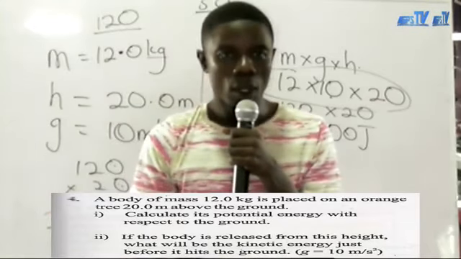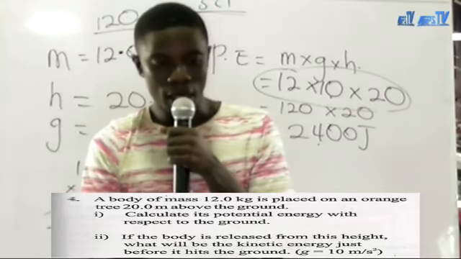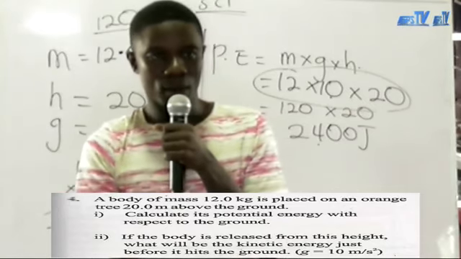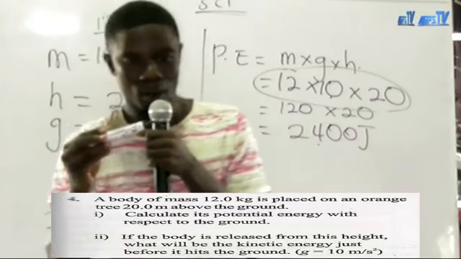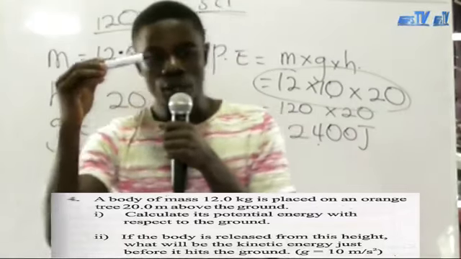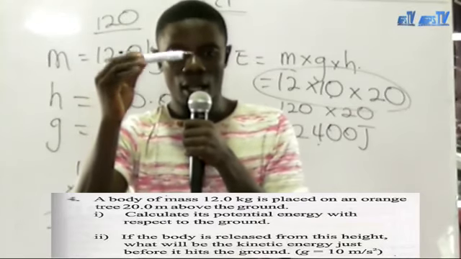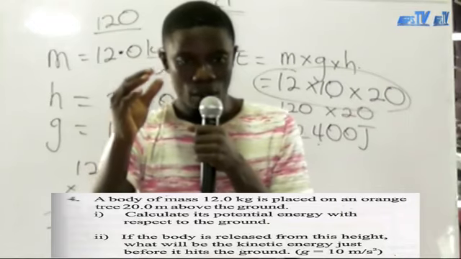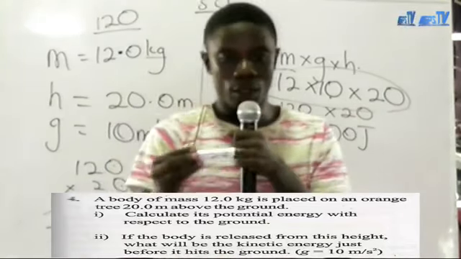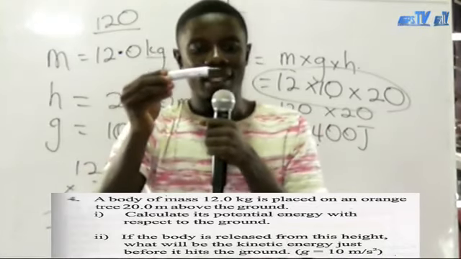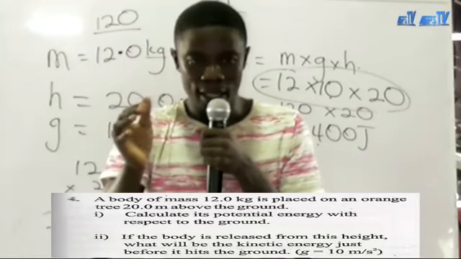You don't have to write any formula for kinetic energy, because in the question, we don't have any velocity. Take note of that. Look at what I'm doing. Now, I'm holding the marker like this. If I release the marker, it will just go down. As soon as I release the marker, the potential energy possessed by this marker will be converted to kinetic energy.